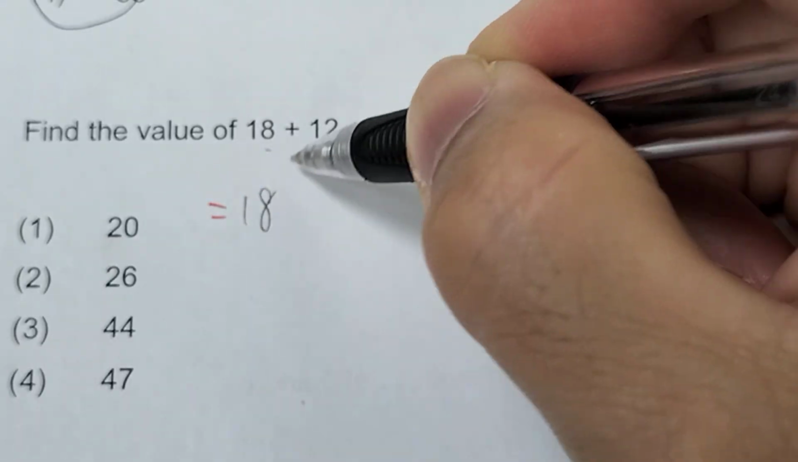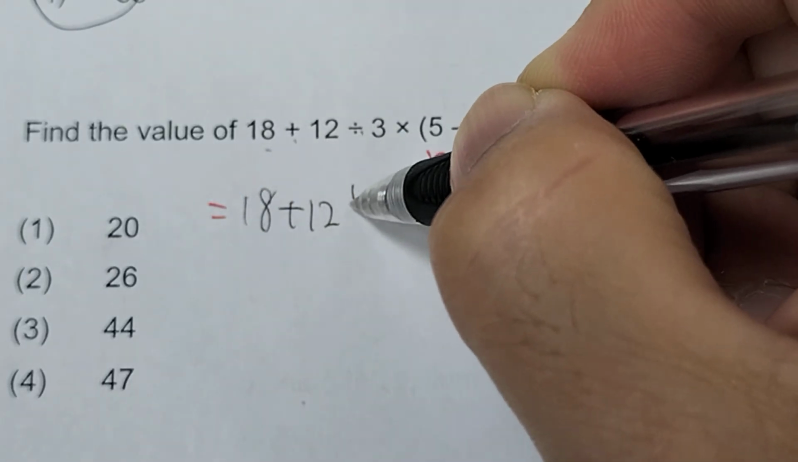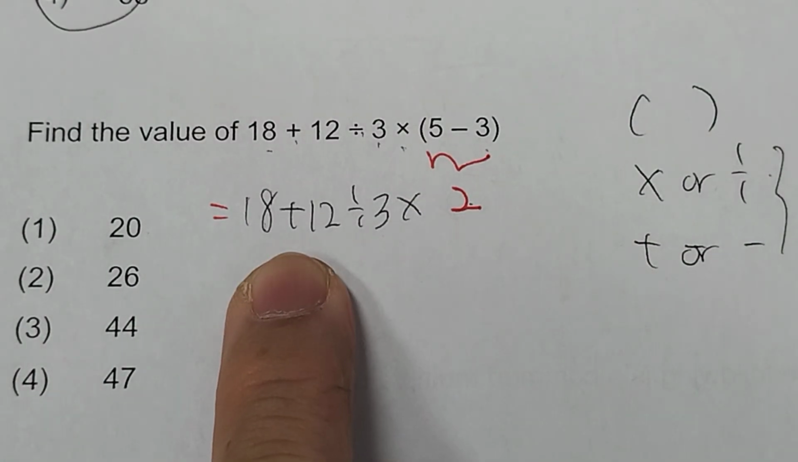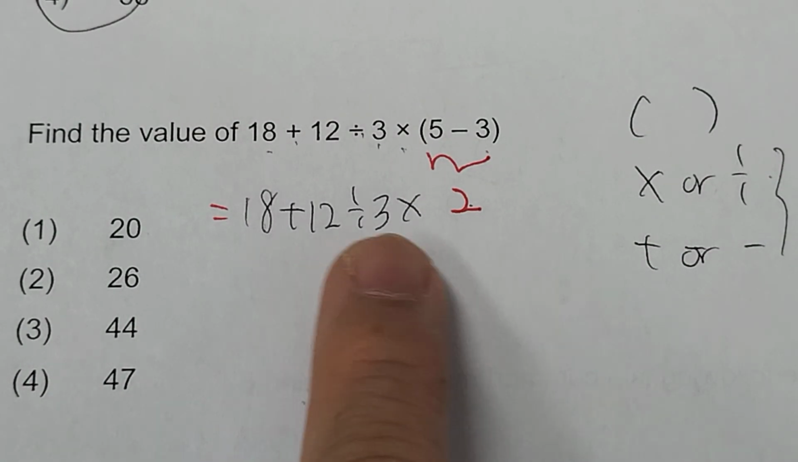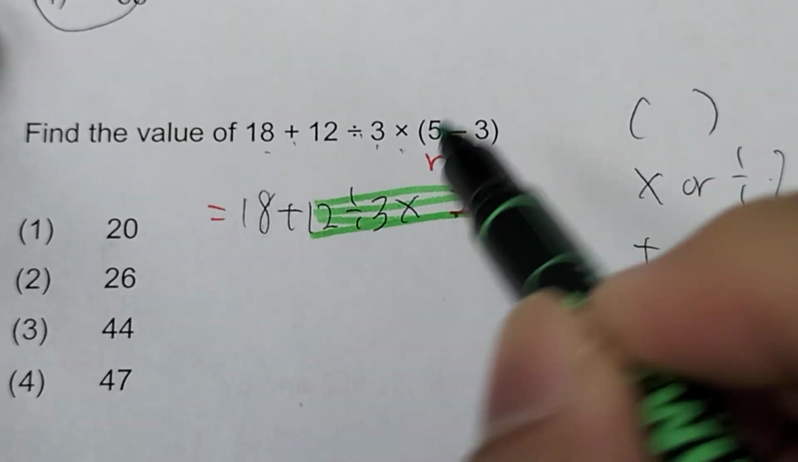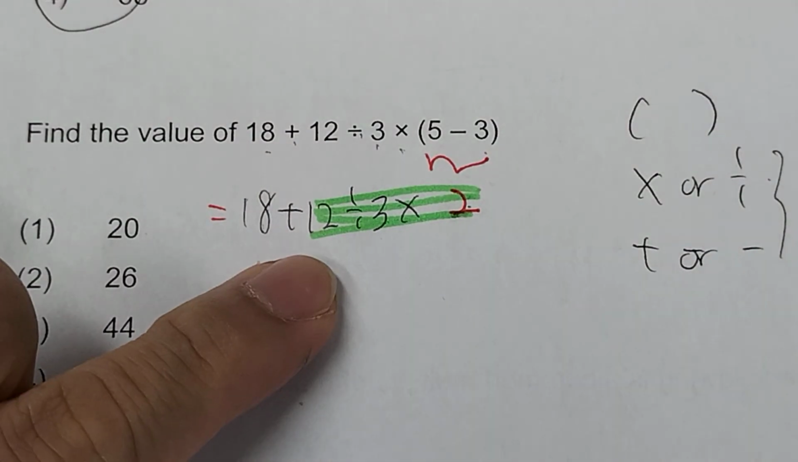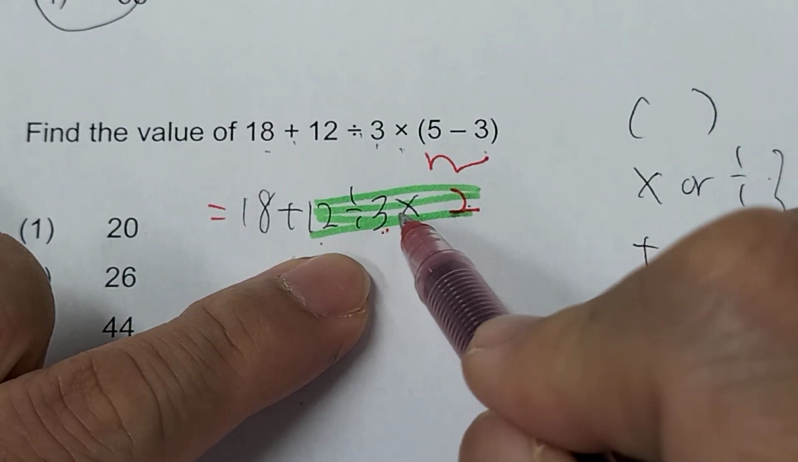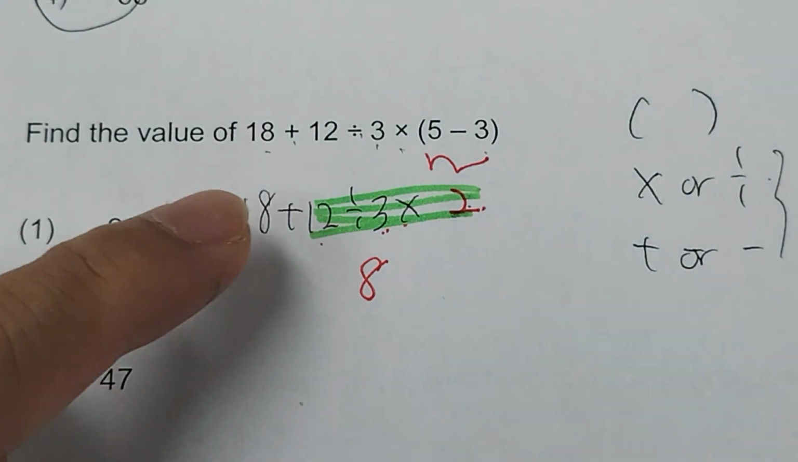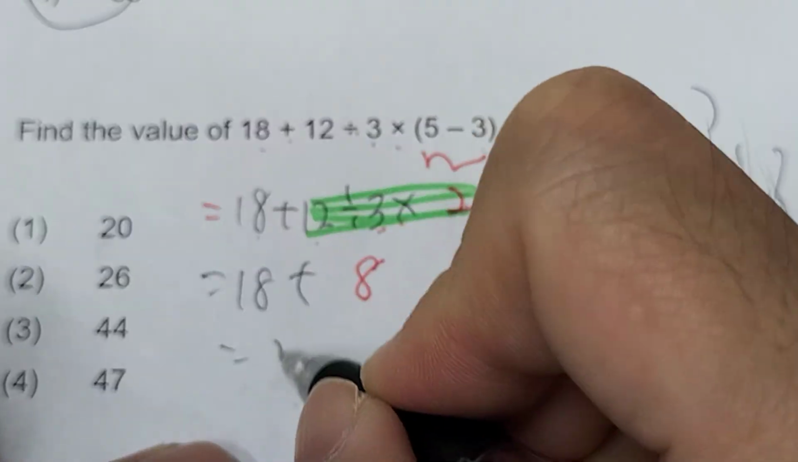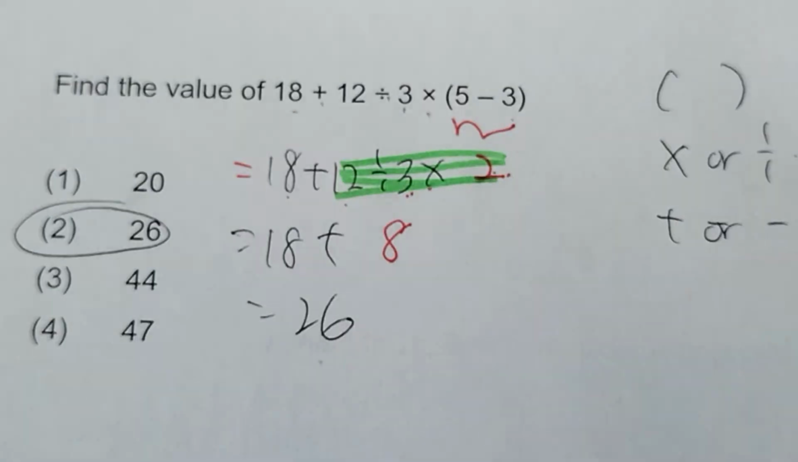So I bring 18 plus 12 divide 3 times 2. Now you see I have a plus here, I have divide, I have times. So divide and times, it is left to right. What is 12 divided by 3? That is 4. 4 times 2 is 8. How about this number? Just bring it down. Don't forget about it. 18 plus 8 will be 26. So the answer is number 2.